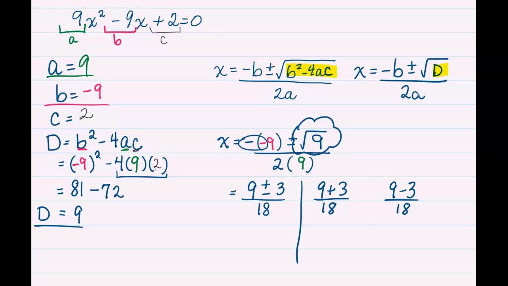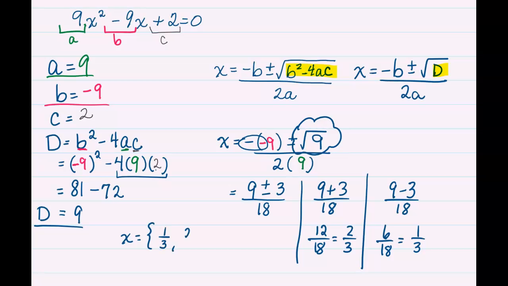I'm going to simplify the first fraction. That's going to give us 12 over 18, and that reduces to 2/3 if I divide the numerator and the denominator by 6. The other fraction is 9 minus 3, which is 6 over 18, and that reduces to 1/3 when I divide the numerator and the denominator by 6. So we have found that our solution set for x is the values 1/3 and 2/3.